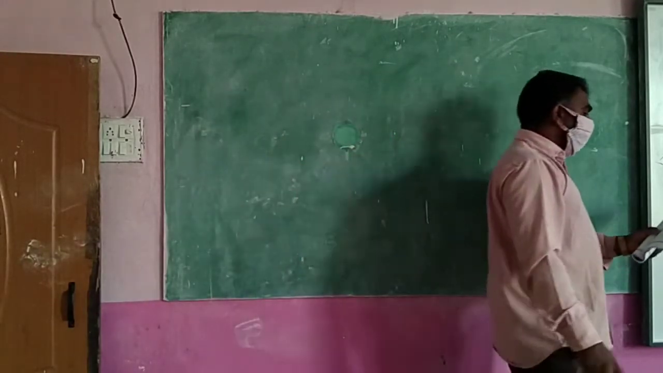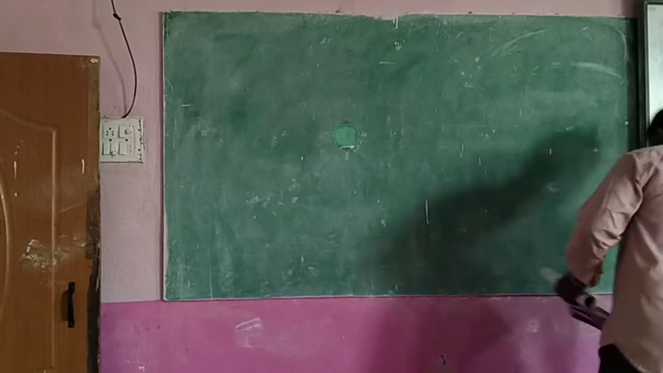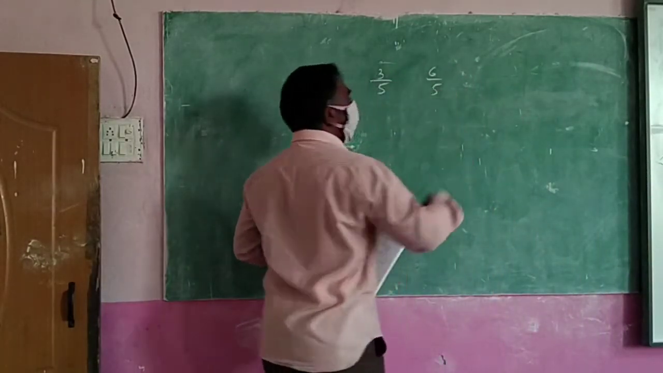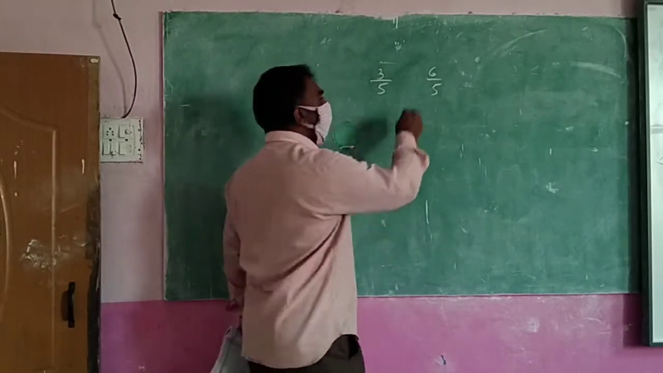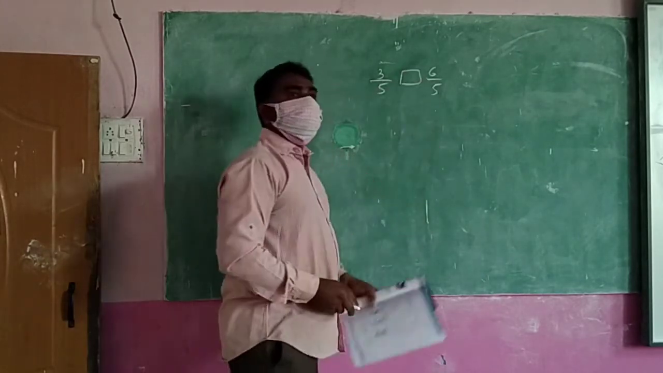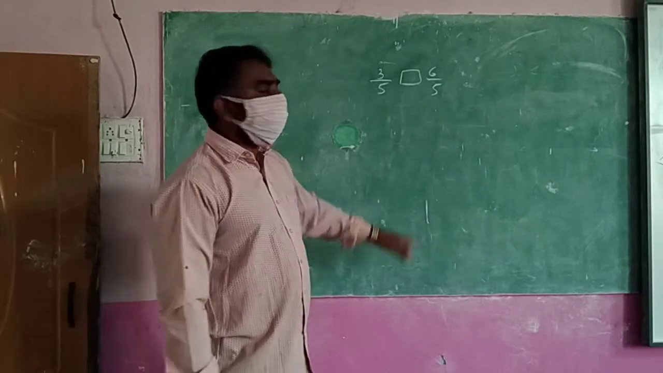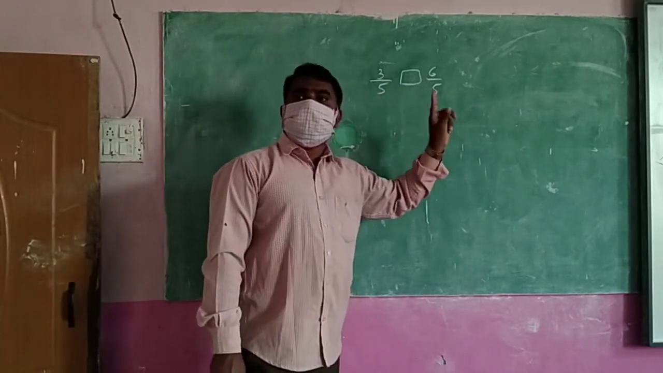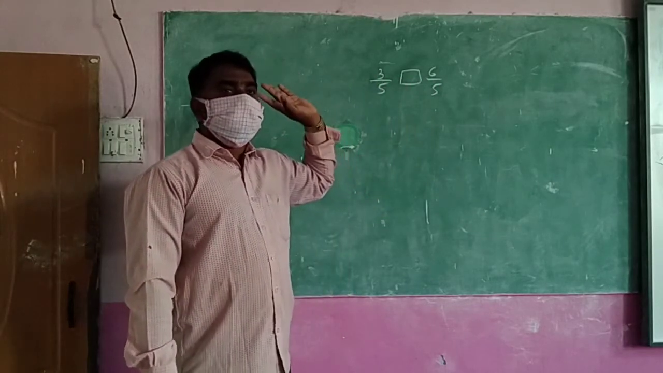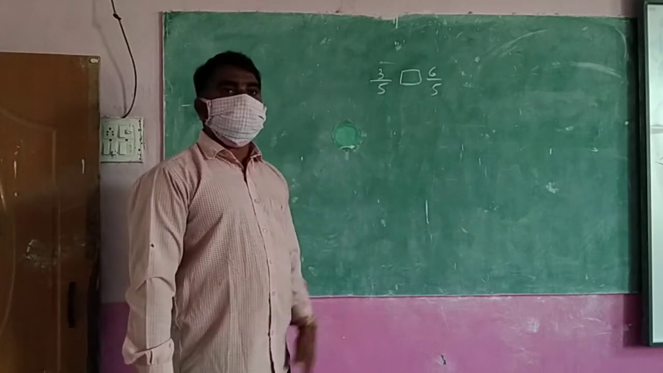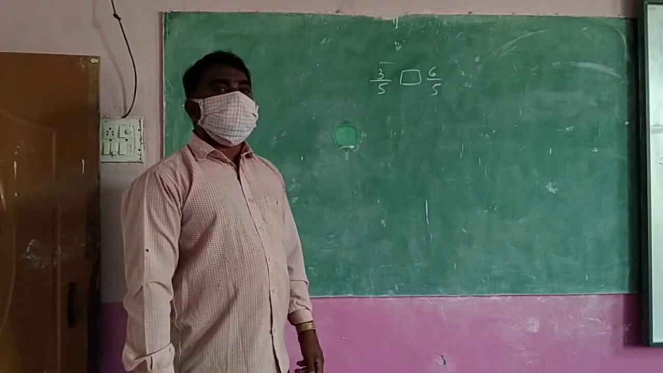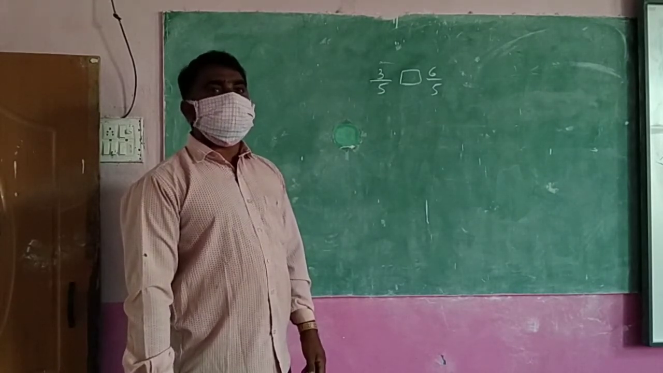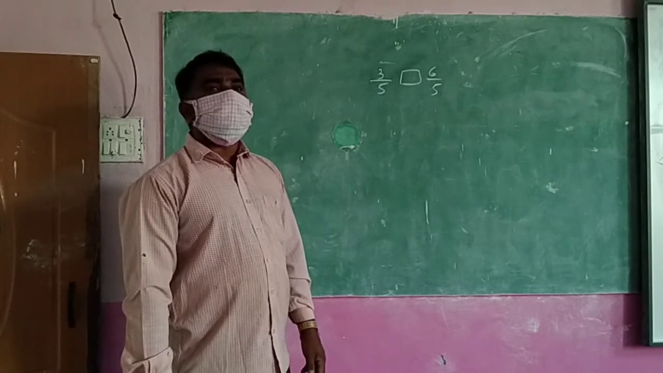In that bit, the fifth one is easy. What is the fifth one? 3 by 5, 6 by 5. Now you can say directly. Why? Because the denominator, the size, is the same. That's why you can say which is bigger, which is smaller. Which is bigger here? 3 by 5 is bigger.